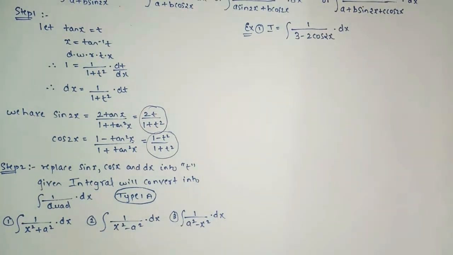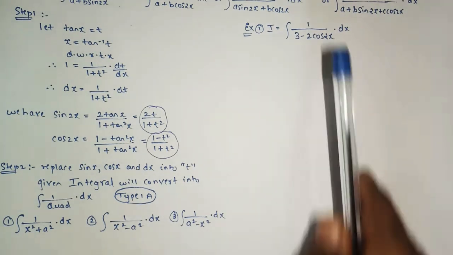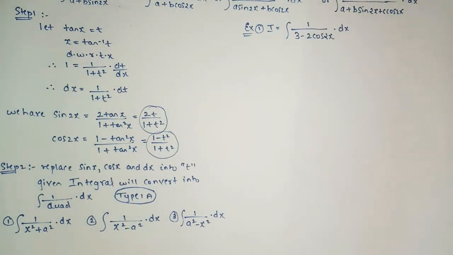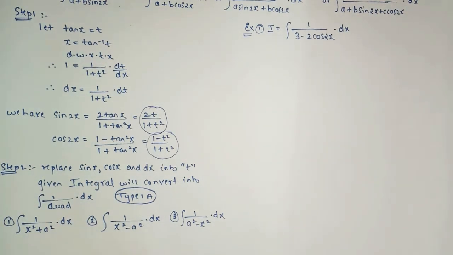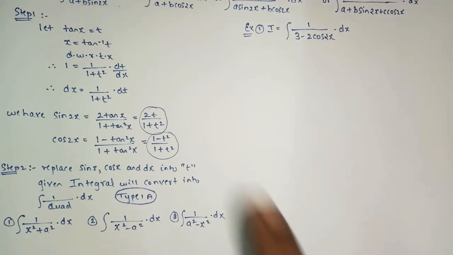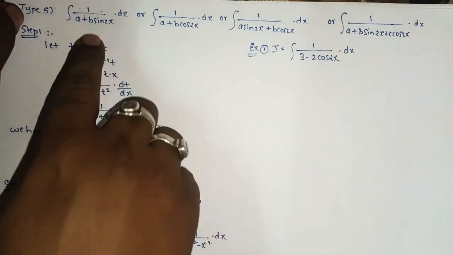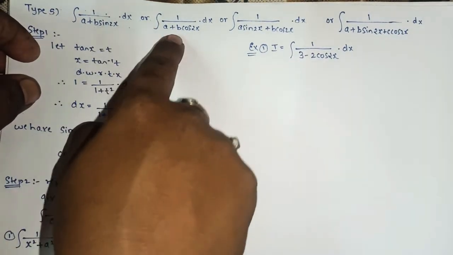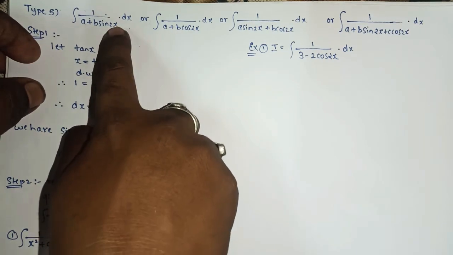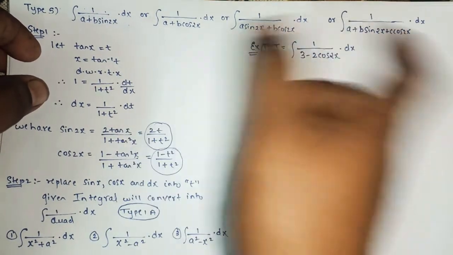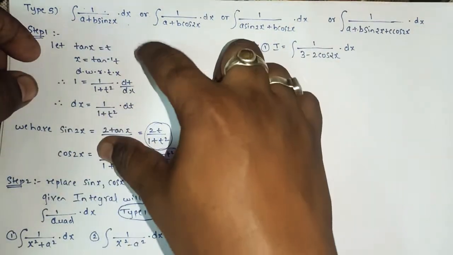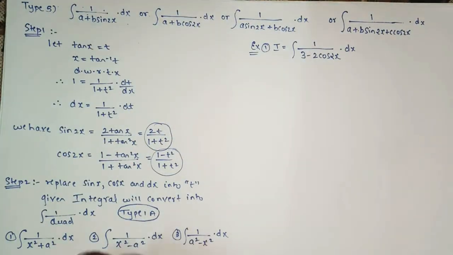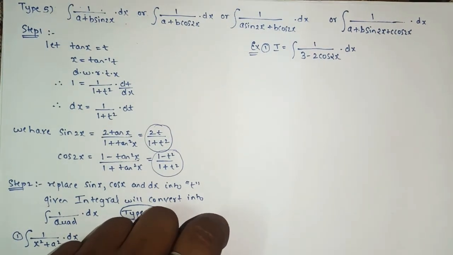So here we have one example in front of us, that is integral 1 upon 3 minus 2 cos 2x. Sometimes this cos 2x will be replaced by sin 2x, but the format, step number 1 and 2, will be the same. Whether the format is integral 1 upon a plus b sin x, 1 upon a plus b cos 2x, sin 2x, cos 2x, sin 2x and cos 2x together, in all 4 cases the format remains the same. So let's begin with the example now.